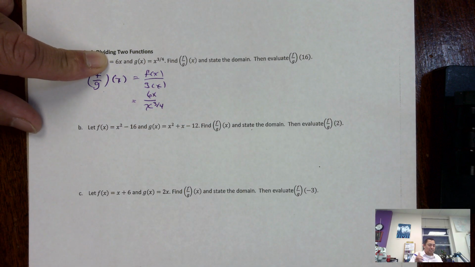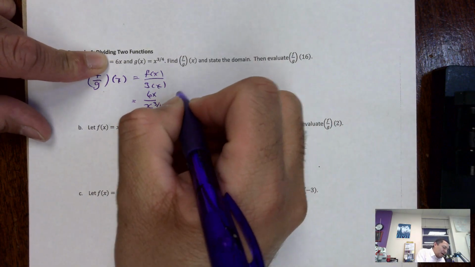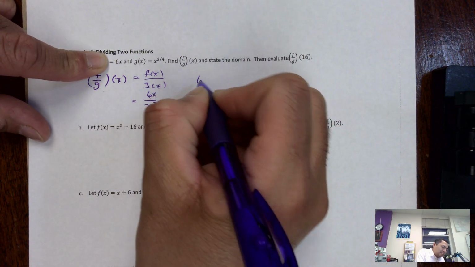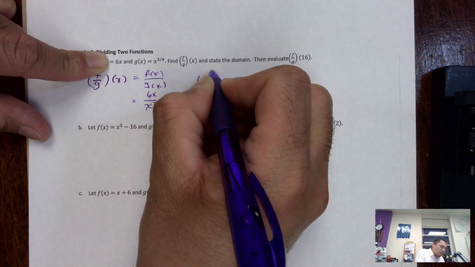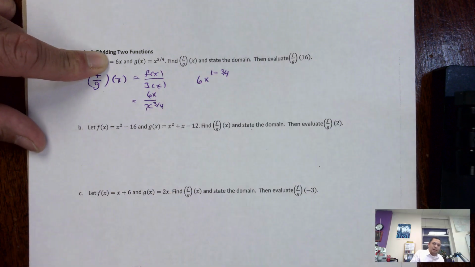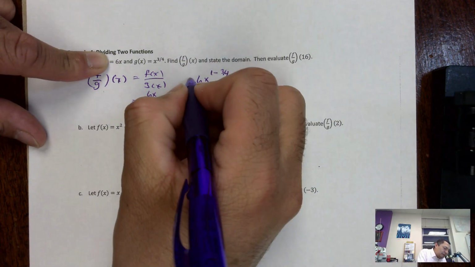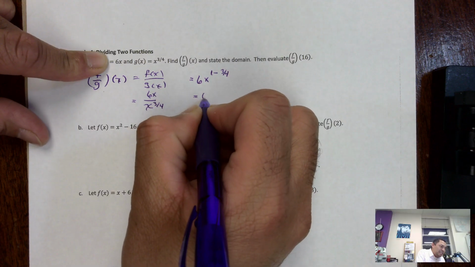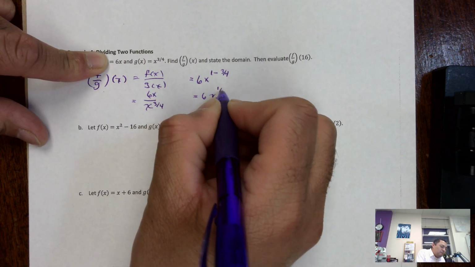Properties of exponents. So what we're going to have here now is equal to 6x to the 1 minus 3/4. We'll perform the operation, and this is equal to 6x to the 1/4.